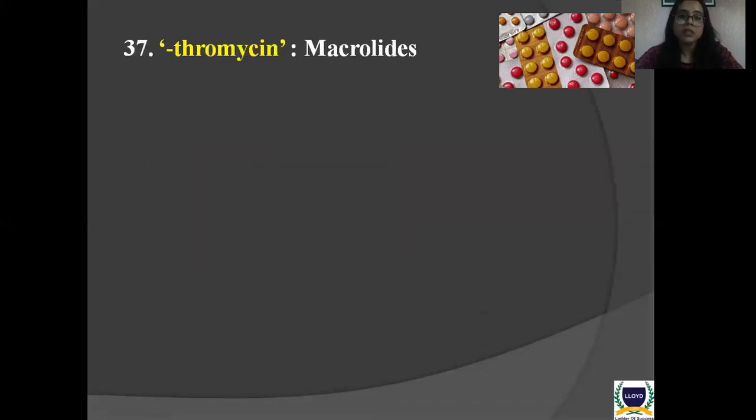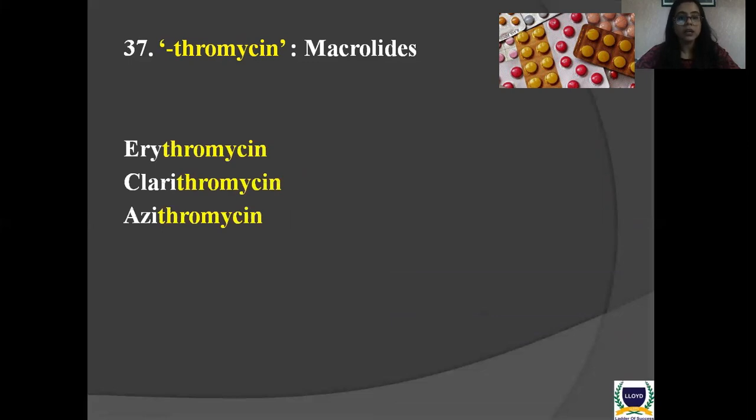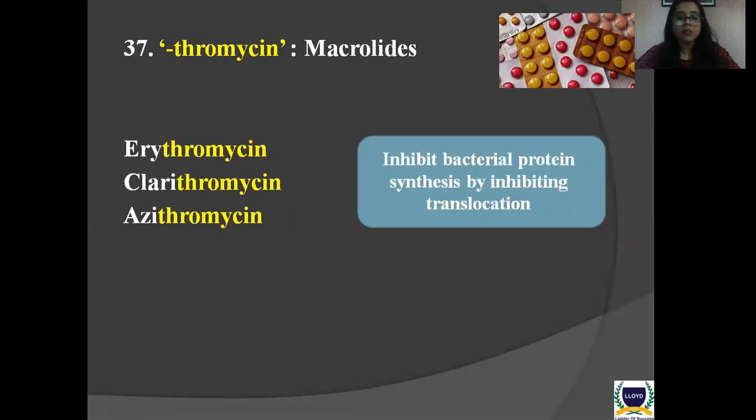Our next suffix is thromycin. Thromycin indicates these are macrolides. Macrolides have drugs like erythromycin, clarithromycin, and azithromycin. The drugs ending with the same suffix, thromycin, indicate they are macrolides. These drugs inhibit bacterial protein synthesis by inhibiting translocation. So these are macrolide antibiotics.